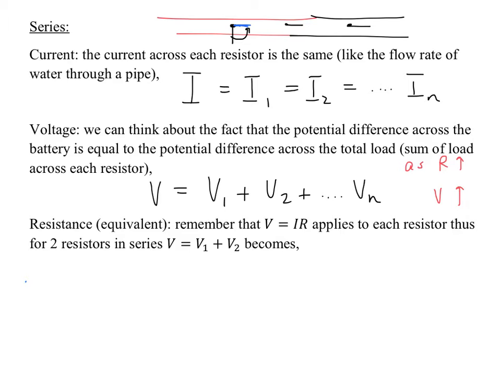All right, let's look at, in this last part, resistance. And what we're going to talk about here is what's called equivalent resistance. Rach, why don't you read for us what we have for resistance? Resistance, equivalent, split out, V equals IR applies to each resistor. Thus, for two resistors in series, V equals V1 plus V2.